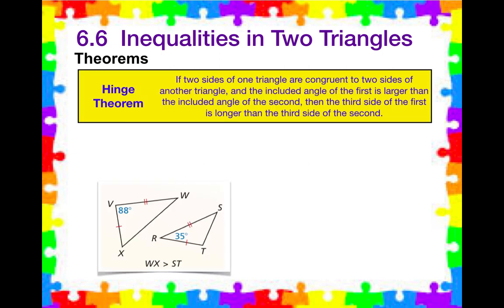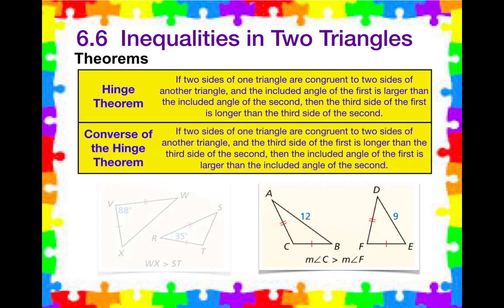Hinge effect says that if two sides of one triangle are congruent to two sides of a second triangle, and the included angle of the first is larger than the included angle of the second, then the third side of the first is longer than the third side of the second triangle.